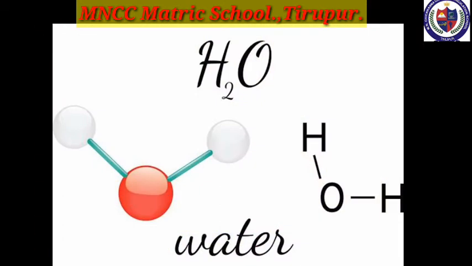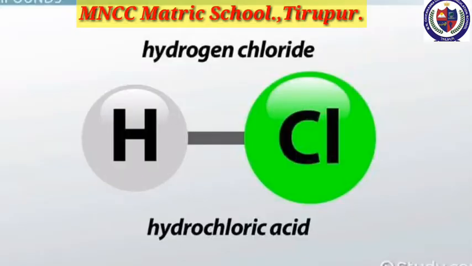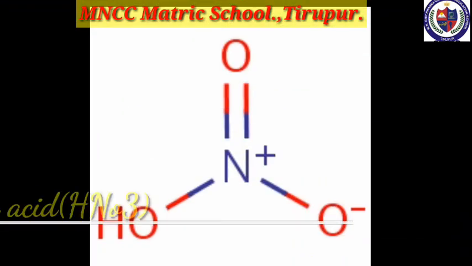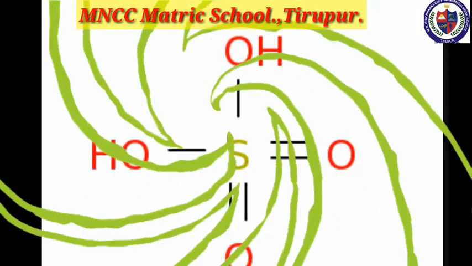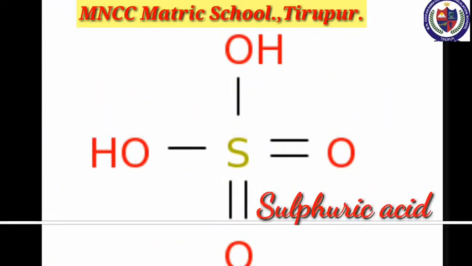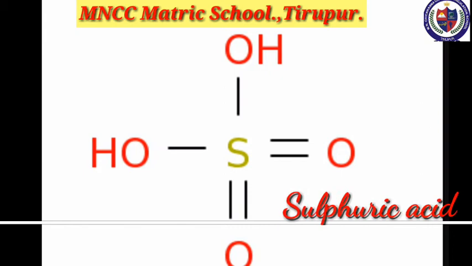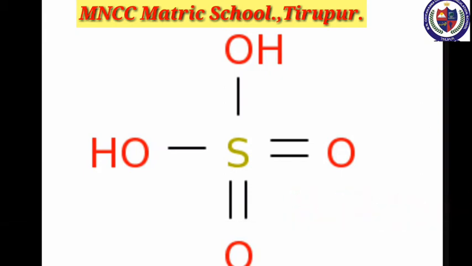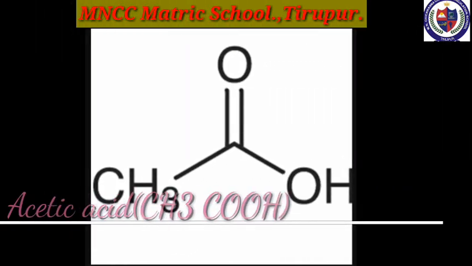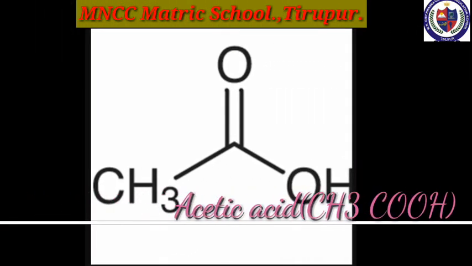Number 2, compounds in liquid. Some important compounds that exist in liquid state are given as follows. Number 1, water. The water contains the constituent elements hydrogen plus oxygen. Number 2, hydrochloric acid, hydrogen plus chlorine. Number 3, nitric acid. It contains hydrogen, nitrogen plus oxygen. Then the fourth one is sulfuric acid. It contains hydrogen, sulfur, oxygen. Then the last one is acetic acid, that is vinegar. It contains carbon, hydrogen and oxygen.